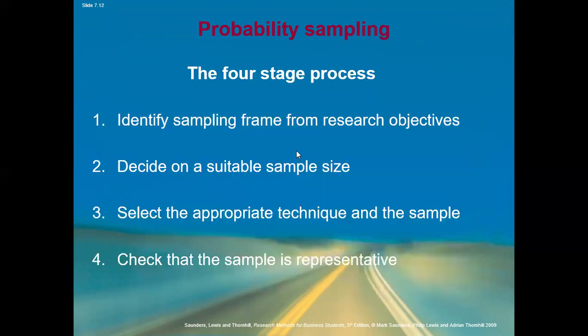Therefore, when we go to the probability method, we should consider the availability of the sampling frame. If you don't have the sampling frame, it's a problem. And also we should decide on a suitable sample size, and select the appropriate techniques and the sample. You should know which method and technique to use, and check the representativeness of our sample, how many of them there are, and whether you are correct.